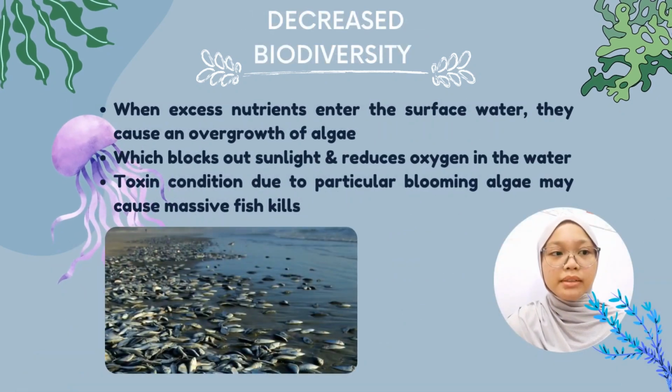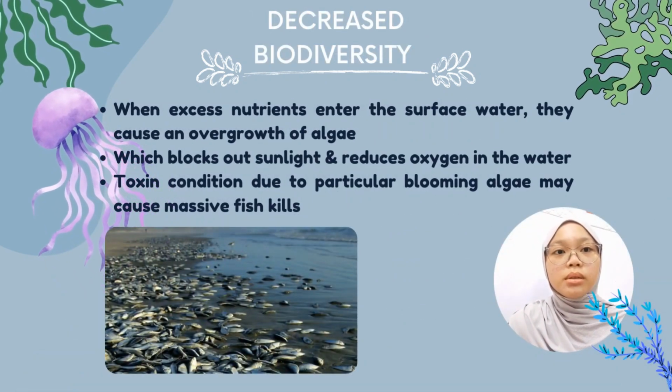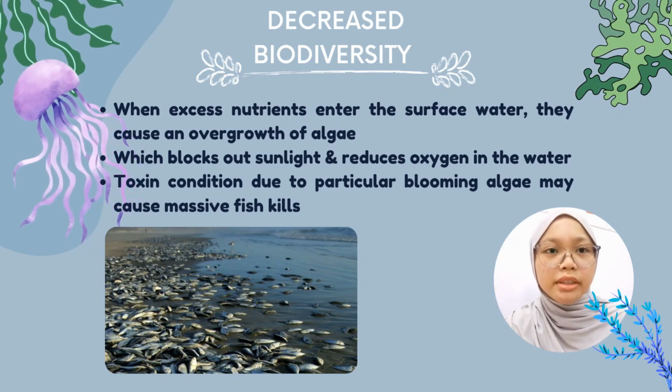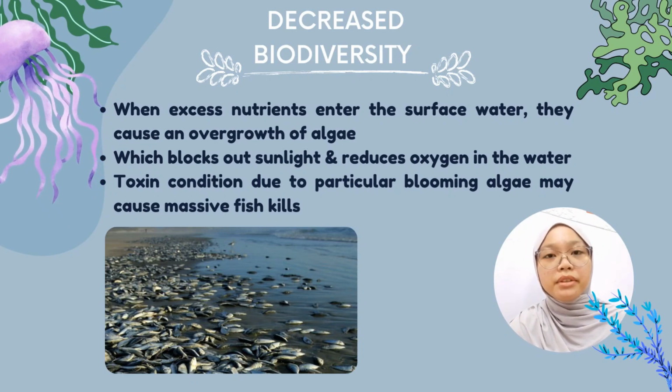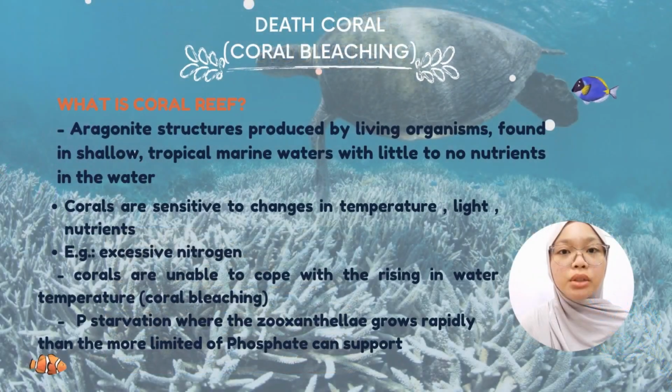So the third impact is decreased biodiversity. When an ecosystem experiences an increase in nutrients, the primary producers gain the greatest benefit first. When excess nutrients enter the surface water, they cause an overgrowth of algae, which blocks out sunlight and reduces oxygen in the water. This leads to toxic conditions caused by particular blooming algae such as dinoflagellate algae, which may cause massive fish kills and dead coral, which is coral bleaching.